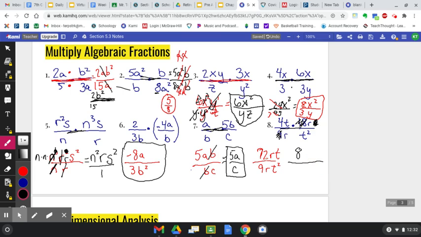So let's simplify the variables. I have an r and an r. Those cancel, so none left. T squared, which means I have 2 of them on bottom, so I can cancel 1 each. 1 t left on the bottom. So there's my simplified answer.